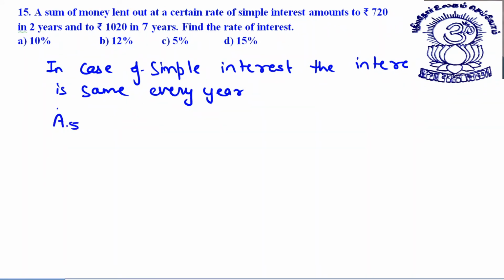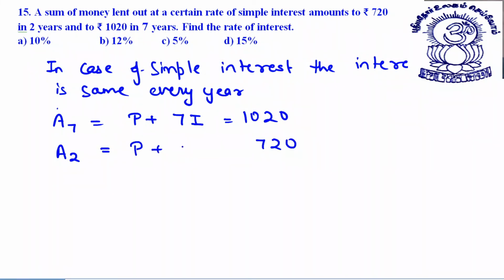Amounts to 720 in 2 years and 1020 in 7 years. Amount after 7 years is what? Amount after 7 years is actually principal plus 7 years interest, 7I. This is given to us as 1020. It is also being mentioned that amount after 2 years is what? 720. Okay, so amount after 2 years will be P plus 2I. See how easily solved. So A7 minus A2.